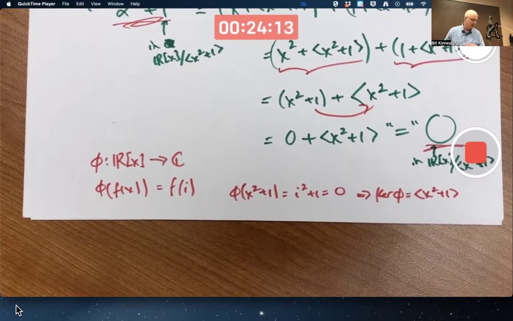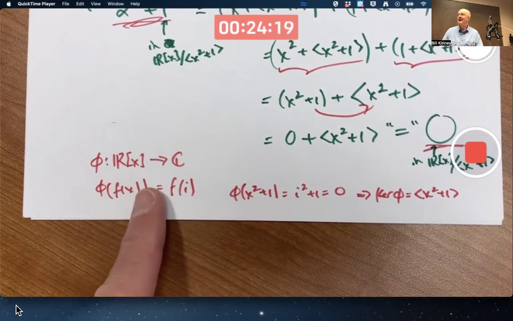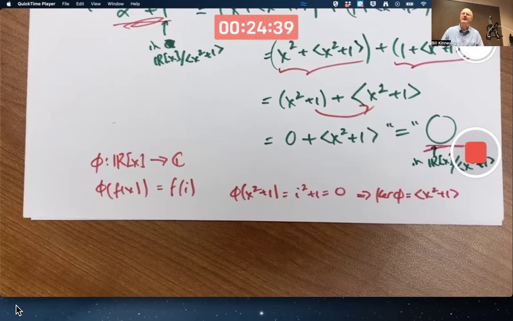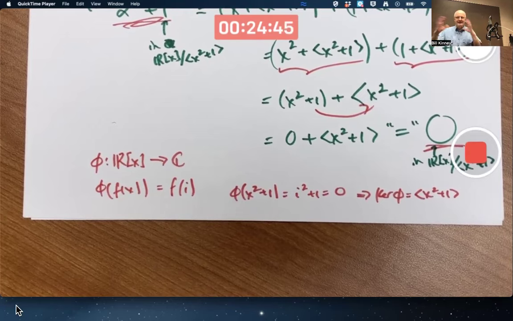You'd have to verify it's onto as well, but that's not too difficult. Give me any complex number, find a polynomial that gets mapped to it. Yeah, it's possible to verify. I won't go through the details. A polynomial a plus bx would get mapped to the complex number a plus bi. That would be enough to verify it's onto. All these things are related.